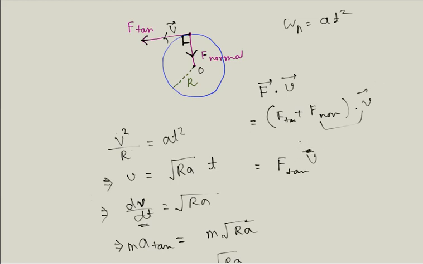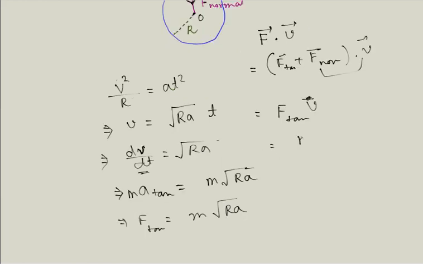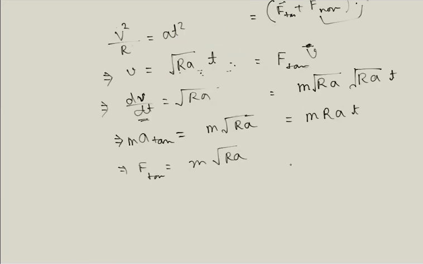Let's omit the vector sign here, because the velocity vector and the tangential force are directed towards the same direction. So let's write it: mass times acceleration, that is the tangential force, and velocity. Velocity will be nothing but r a t, so m r a t. This is the expression for instantaneous power developed. So now we have to calculate the average power.